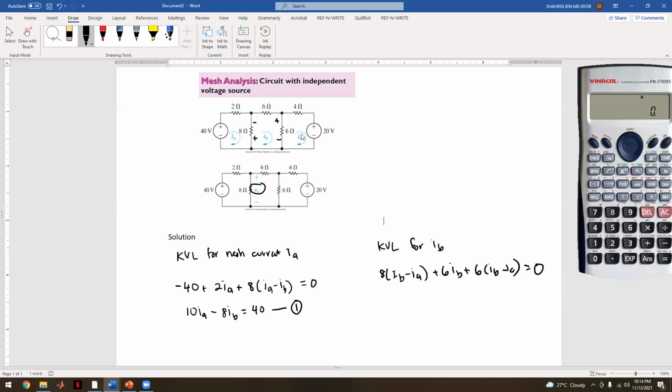So we rearrange this one. I will obtain that for IA it is negative 8 IA, plus for the IB we have 8 plus 6 plus 6, so we have 20 IB, and for the IC it is negative 6 IC. So this one is equal to 0. So this is your second equation.